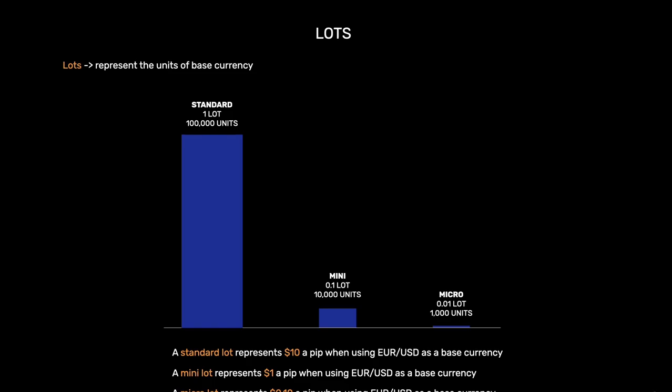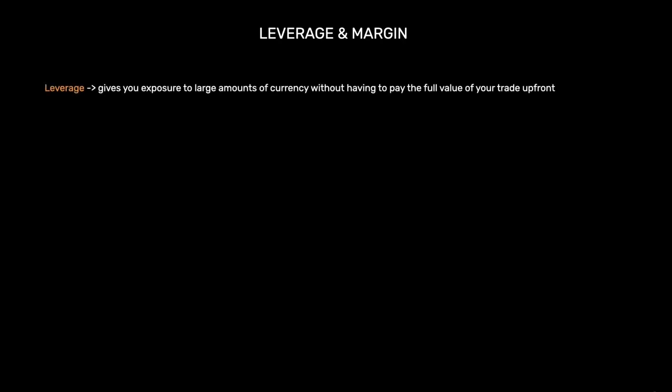Now, if you want to buy 100,000 euros with US dollars, you would buy one lot of euro dollar. But some of you are probably wondering how on earth a small trader like yourself can possibly trade such large amounts of money. Well, let me introduce you to the wonderful and powerful world of leverage and margin trading. Leverage is the means of gaining exposure to large amounts of currency without having to pay the full value of your trade up front. Instead, you just put down a small deposit with your broker known as margin.